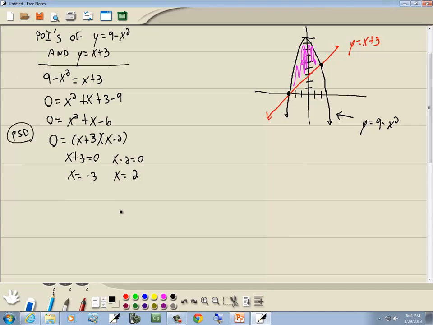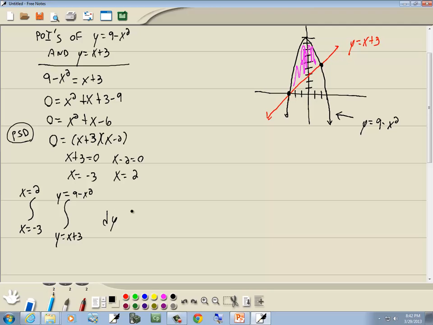Okay, so we're going to have, and these are our x values, so I'm going to say x equals negative 3 to x is equal to positive 2. Now our y values. Well, this y equals x plus 3 is below this, so this is less. So I'm going to have it go from y is equal to x plus 3 to y is equal to 9 minus x squared.